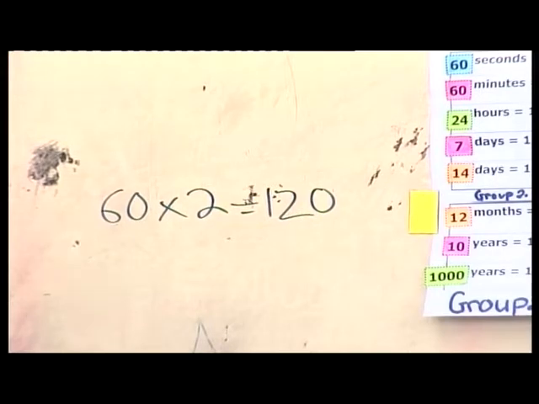So he has used the operation. What is the operation that he has used there? Multiply. So to convert a bigger unit to a smaller unit, we multiply. So don't forget, these are some of the operations that you have learned in your previous lessons.